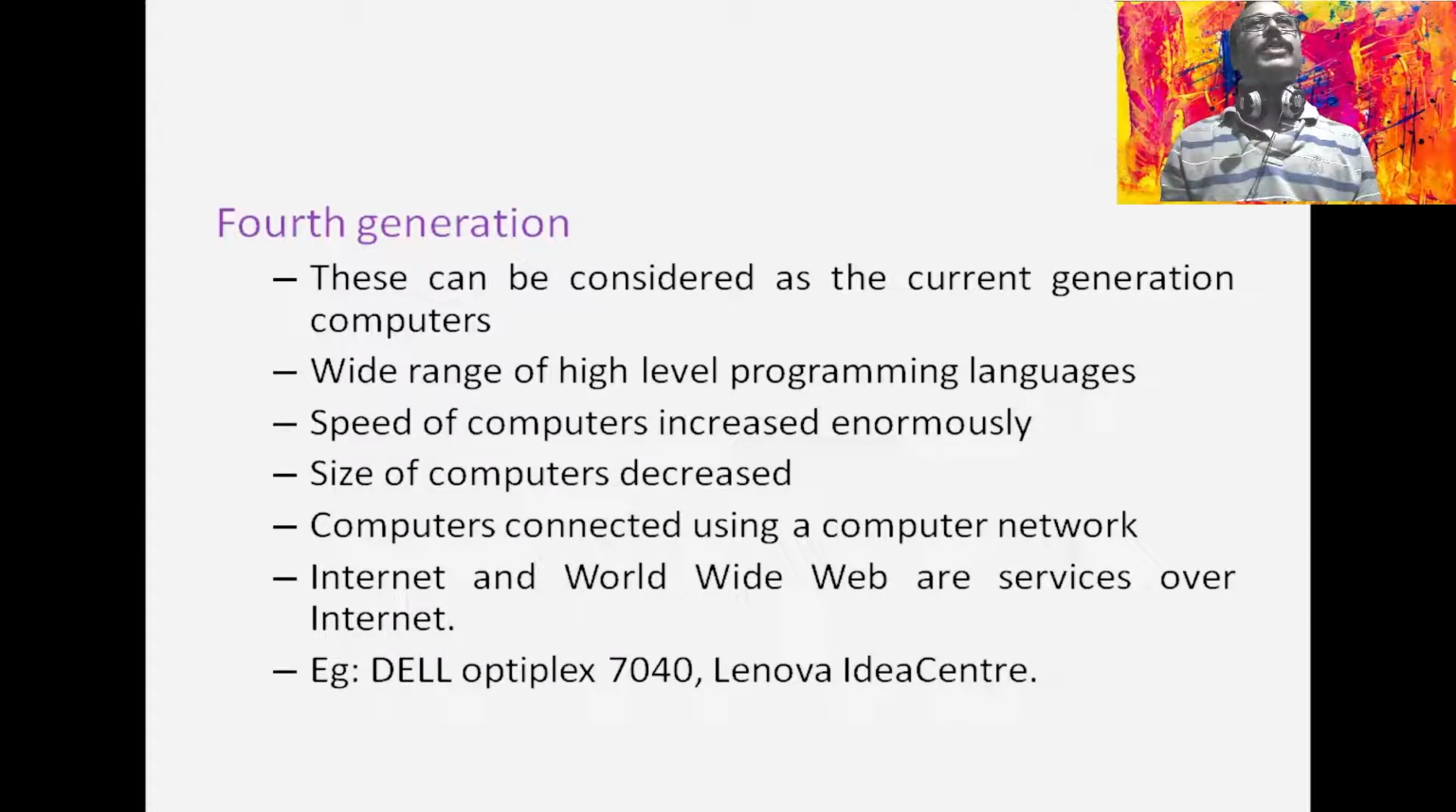Next, the fourth generation of computers. This can be considered as current generation computers, which we are using nowadays. A wide range of high-level programming languages. So now we are using a huge number of languages, and in fact, a computer science student is expected to know at least 4 languages. Speed of computers increased enormously, size decreased drastically, and computers also got connected to a network. They are connected to one another, the internet came, the World Wide Web came, and services are provided.